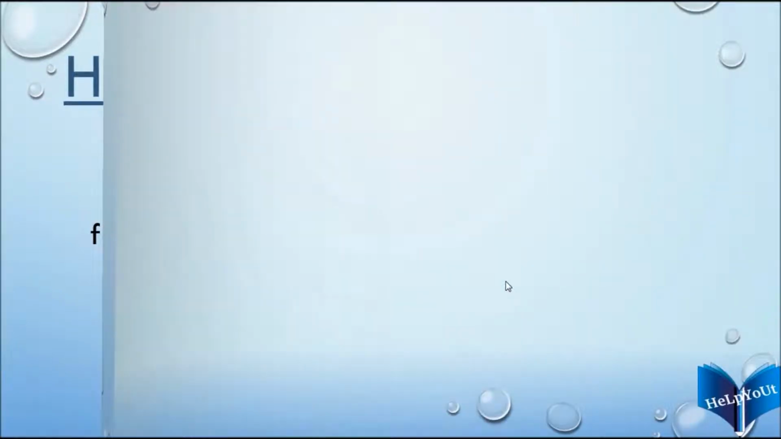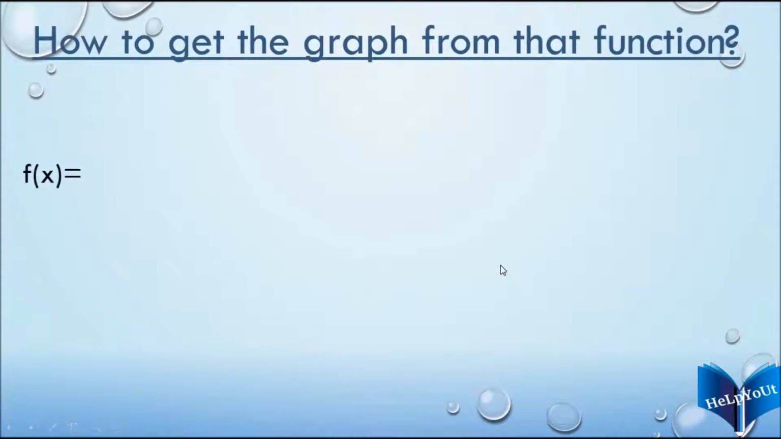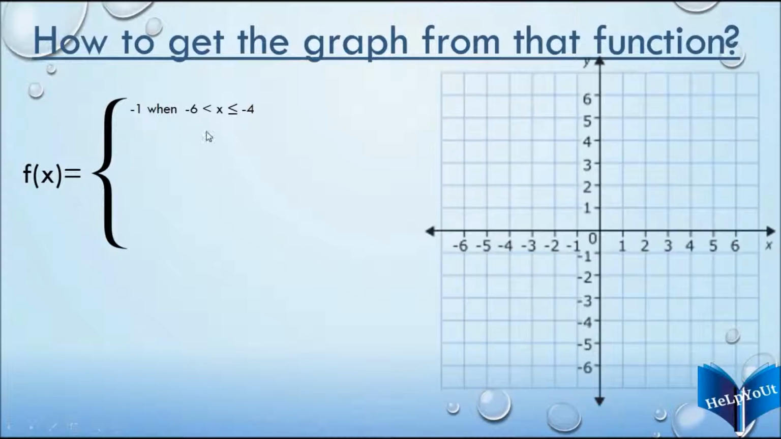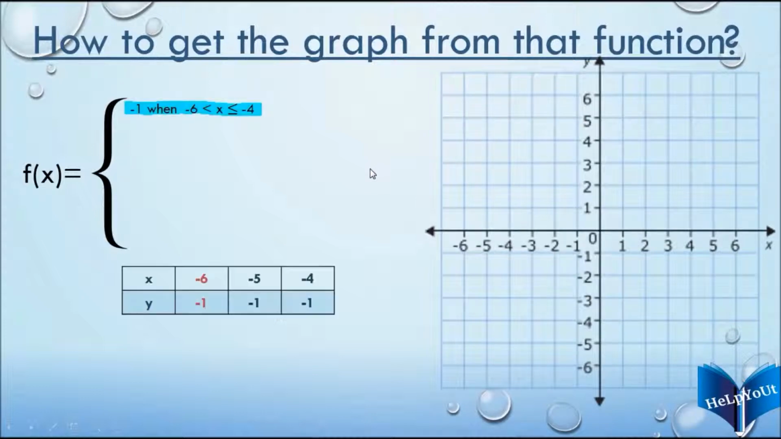Now let's look at how to graph this function. To graph this function, let's look at its first part: -1 when x is between -6 to -4. Let's make a table for this part. I have made a table here.